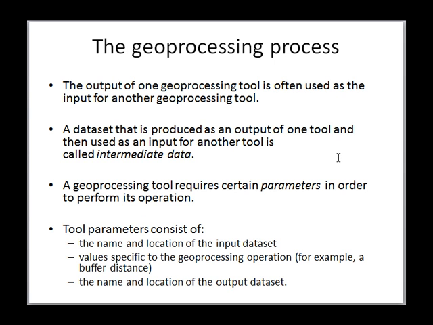The output of one geoprocessing tool can be used as the input to another geoprocessing tool. When this is the case, the data set that is produced as an output from one tool and used as the input to another is called intermediate data. It's data that we're creating just to input into another tool to output more data. So this is where you should start to see that we have a lot of data that we create through geoprocessing. Some of it is just intermediate stages trying to get to the final data.